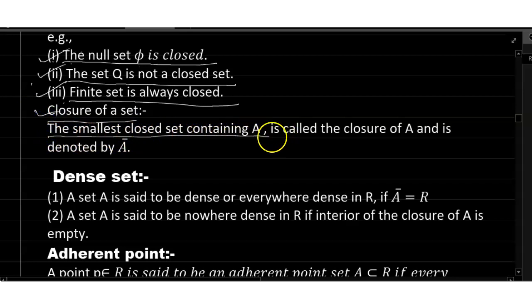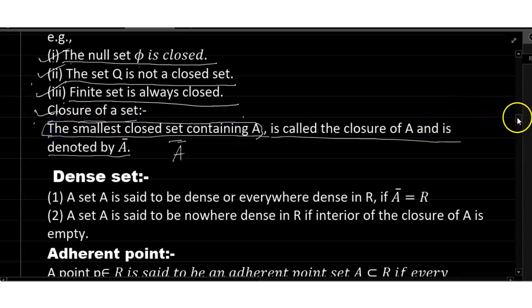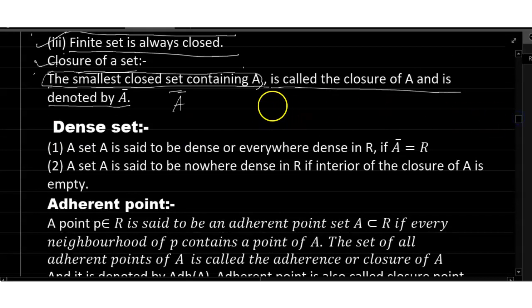The smallest closed set containing A is called the closure of A and is denoted by A bar. This is an important mark. We must remember that A is a subset of A bar. But when A equals A bar, then A is a closed set.